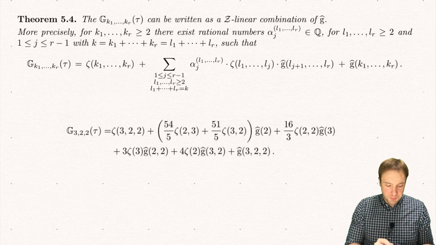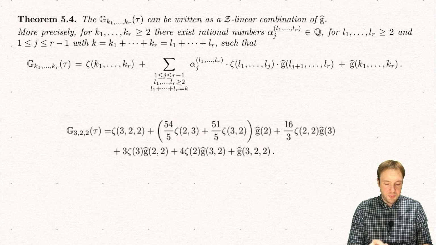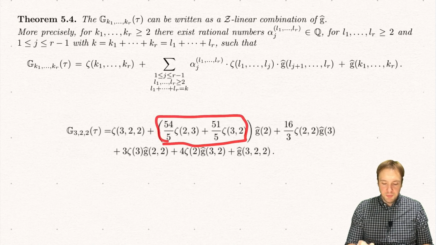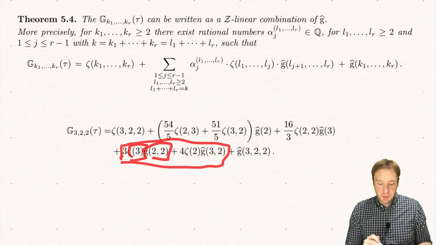So for example, we had this example here with the triple Eisenstein series G_{3,2,2}. Here we have zeta(3,2,2) and this g hat(3,2,2). And in between we have a mix here of double zeta values and single g hats. And here we have a mix of single zeta values and double g hats.